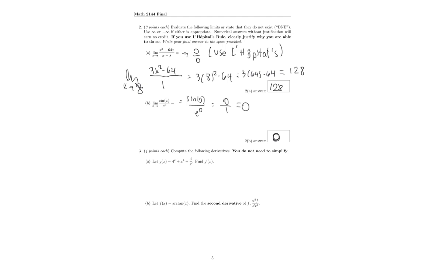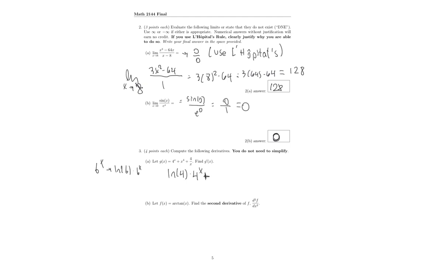Okay. Next, we need to calculate the following derivatives. You do not need to simplify, so we don't have to worry about having to reduce things. So it gives us this g function. Well, the derivative of any b to the x is just going to be the natural log of that base times that b to the x. So derivative of 4 to the x would be natural log of 4 times 4 to the x.